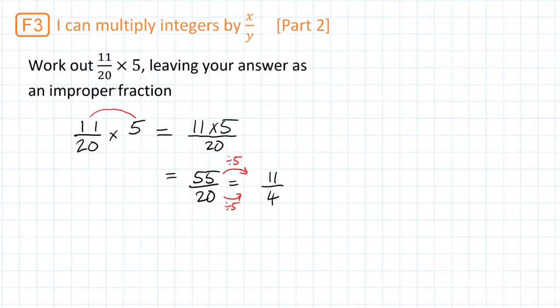This fraction doesn't simplify anymore, so finally we check the question to see what form it wants our answer in. It says leaving your answer as an improper fraction, so we've finished. If the question asked you to convert it to a mixed number, that would be the last thing to do. That's the end of F3 and the end of this video.